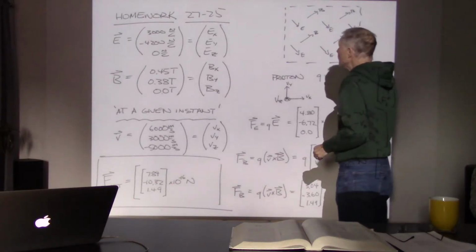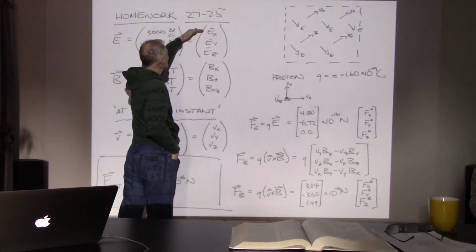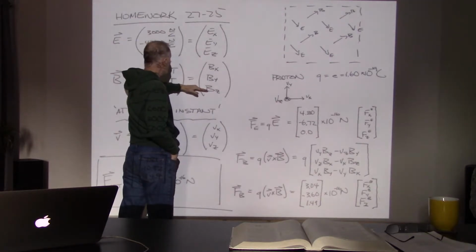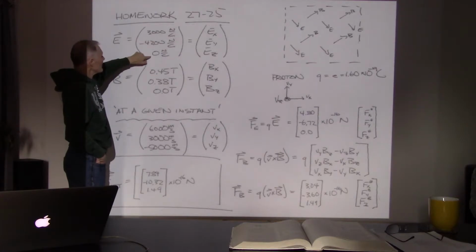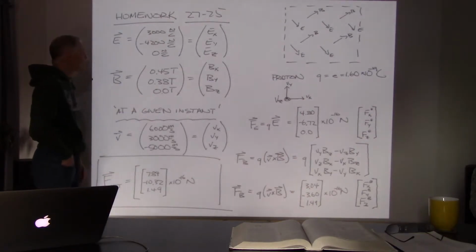And so these are the components that they gave us. Now, I like writing this in vector notation, Ex, Ey, Ez, Bx, By, Bz. And so these are just the numbers that they gave me. Now there's nothing in the z direction, that's nice. Magnetic field, same thing, nothing in the z direction.